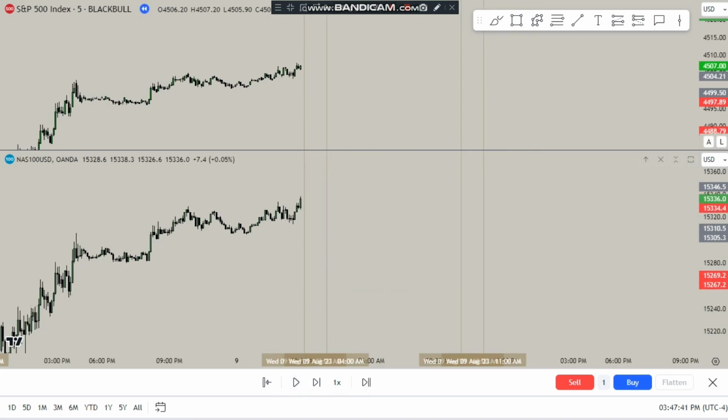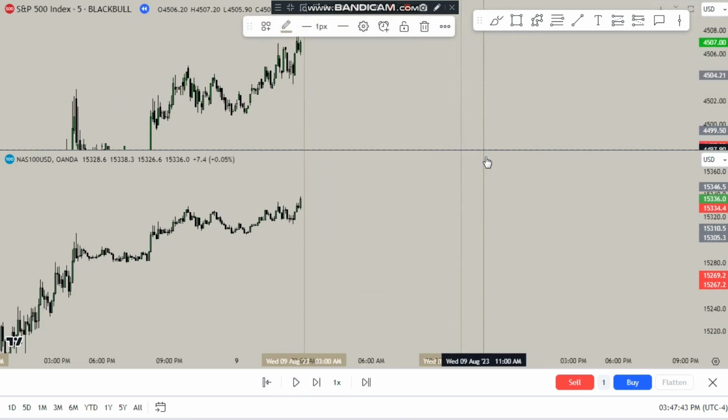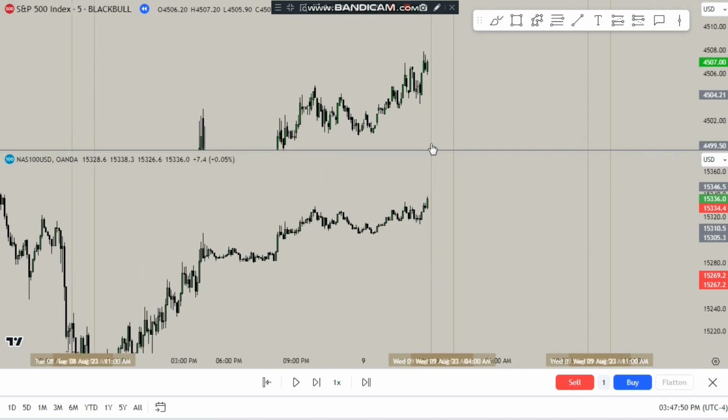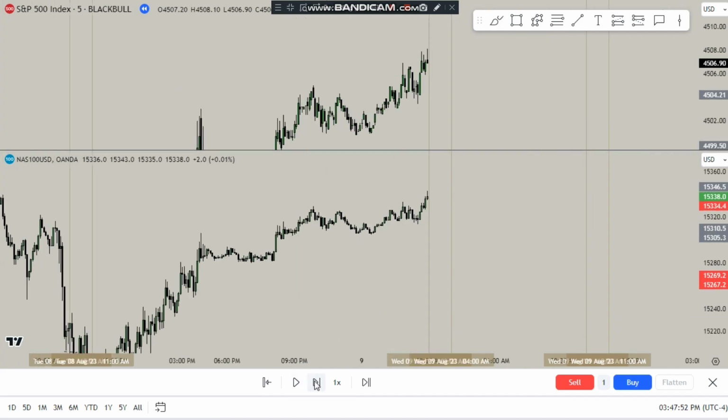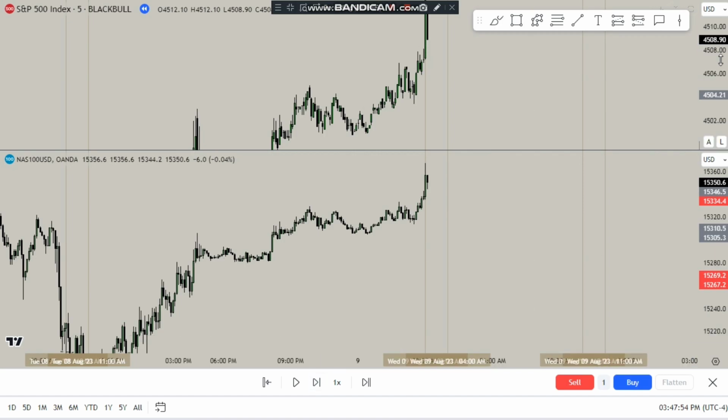Okay, we got here. This is 3 to 4 am window. Now I forward it. There is no divergence, okay.